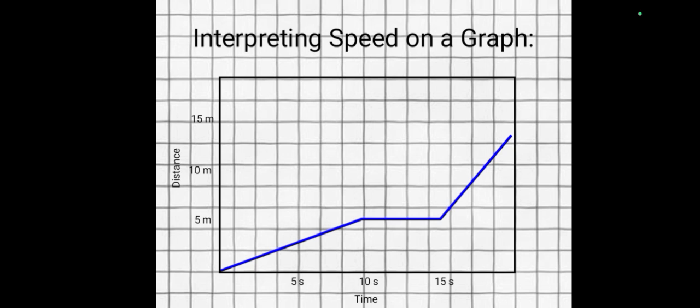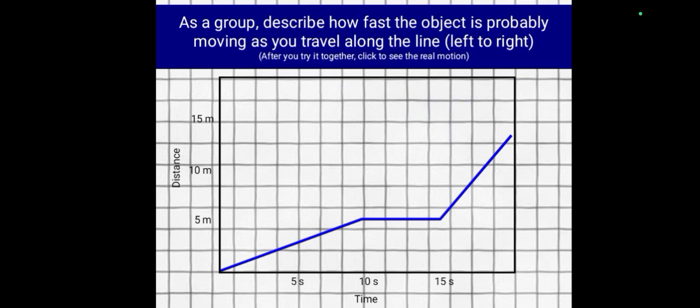Okay, here's the next challenge. Interpret the speed graph based on the following. So you have here first a diagonal straight line, then a flat horizontal line, and then back to a diagonal straight line. So what do you think will be the meaning behind this slope, or the slope of your motion graph? Okay, so here you're going to describe how fast the object is probably moving as it travels along the line from left to right.